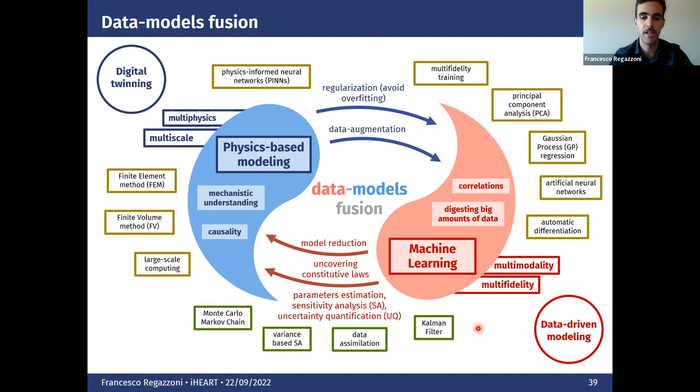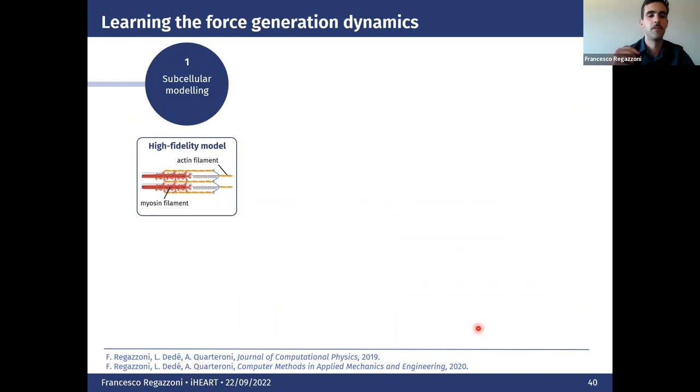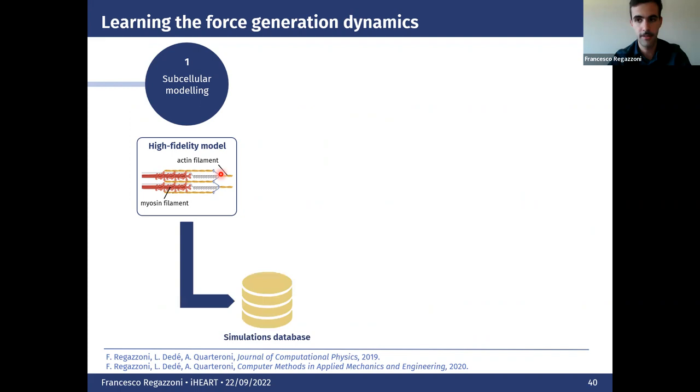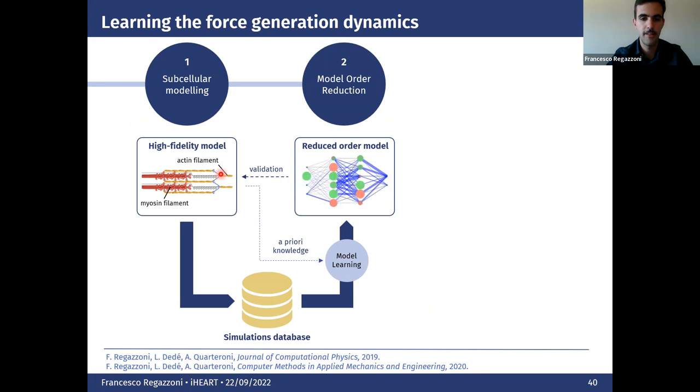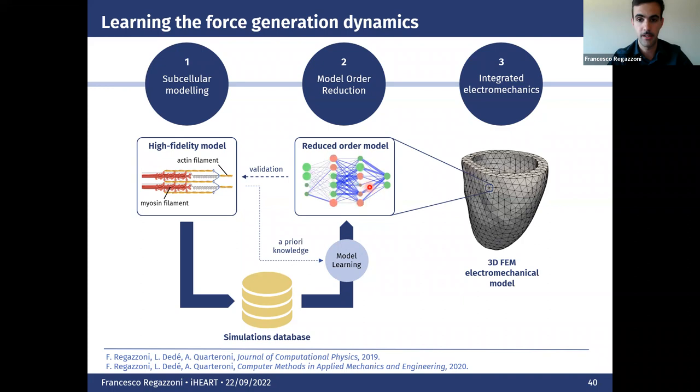And then I will try now to give you some examples of possibility of reaching data models fusion. One is that of learning a model for force generation. So this is something that we did because we have a force generation model that was very detailed, but it cost too much to be used in a multi-scale setting. So what we did was to start from a model like this, generate a database of simulations, and then to learn a reduced model that is a time-dependent neural network by using a new method that we developed that is called model learning. It's a method that is capable of learning a differential equation starting from a time transient. And once this reduced model is built, it can be used as a replacement of the original one within a finite element setting.